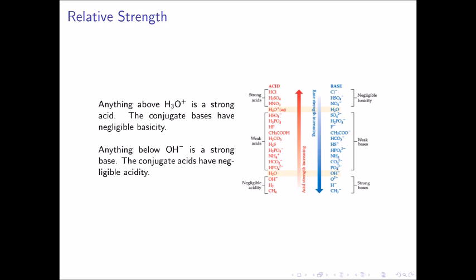Note that anything above hydronium ion on the left-hand side is considered a strong acid. These species will completely level in water solution to form their conjugate base. The conjugate bases, if we look across to the right-hand side, are considered to have negligible basicity. Likewise, anything below hydroxide ion on the right-hand side is considered to be a strong base. Their conjugate acids, looking over to the left-hand column, are considered to have negligible acidity.